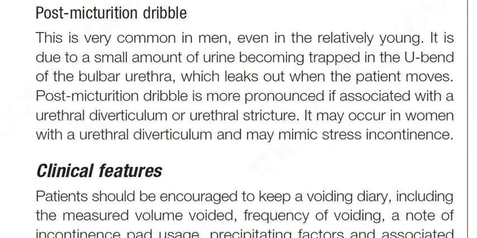Now, post-micturition dribble. This is very common in men, even in the relatively young. It is due to a small amount of urine becoming trapped in the U-bend of the bulbar urethra, which leaks out when the patient moves. Post-micturition dribble is more pronounced if associated with a urethral diverticulum or urethral stricture. It may occur in women with a urethral diverticulum and may mimic stress incontinence.